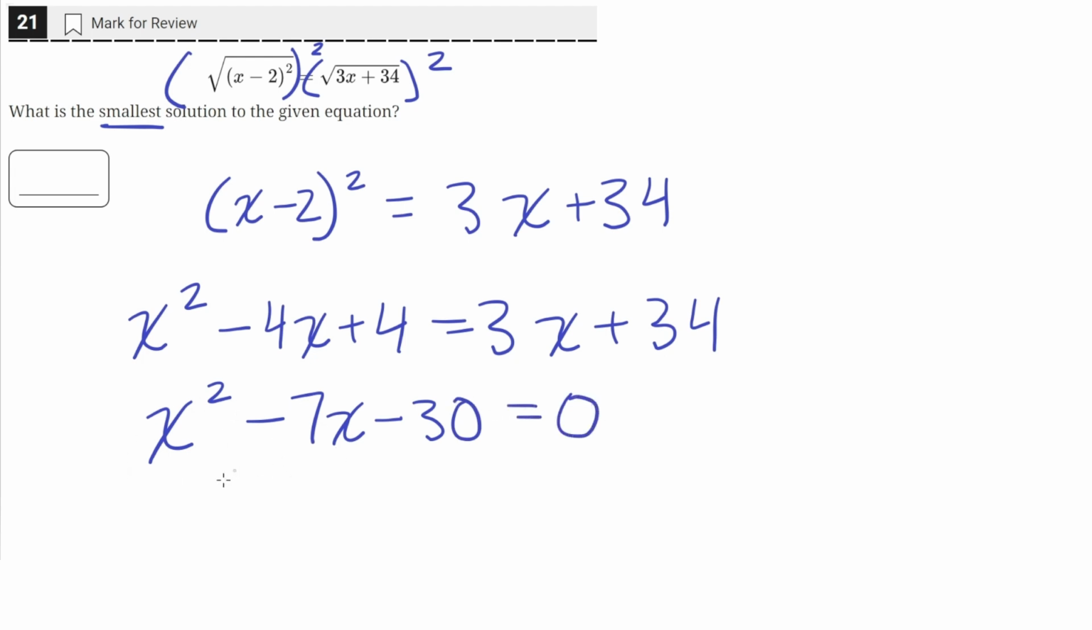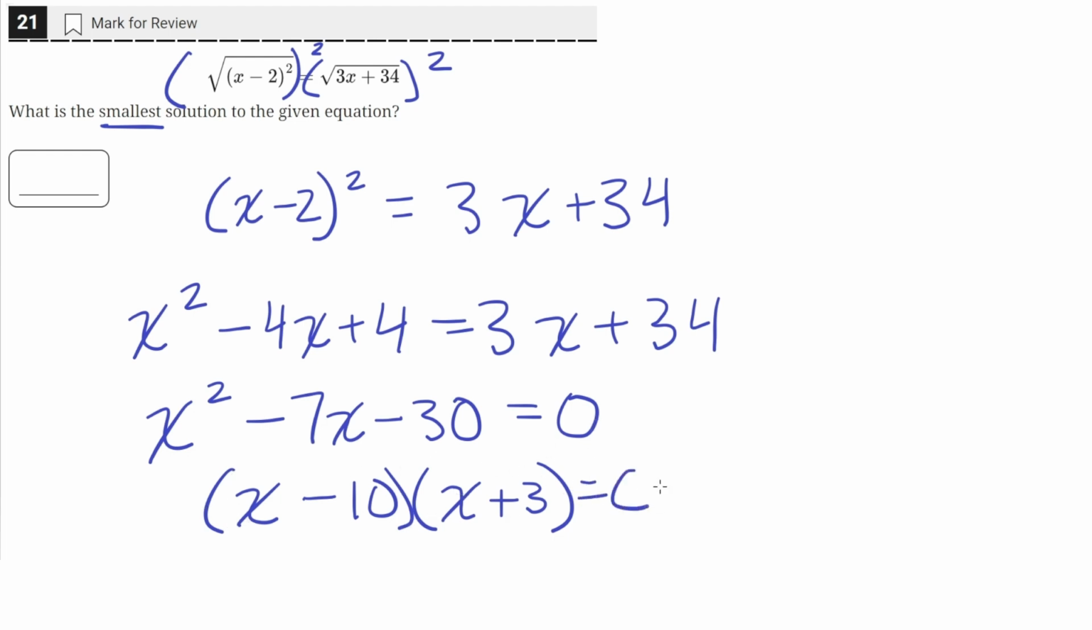Okay, now let's factor this out, and if you factor this, you'll get x minus 10 and x plus 3, because negative 10 times 3 is negative 30, and then negative 10x plus 3x is just negative 7x, and then x squared, x times x. So this will just equal 0. Okay, so now we have this equation that's factored out, so we can use the zero product property to see what the values of x are.